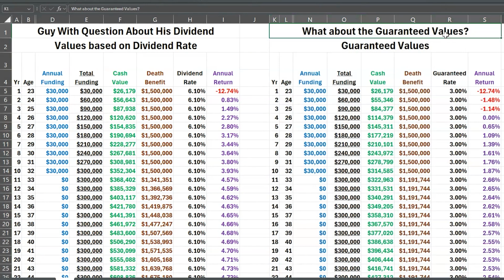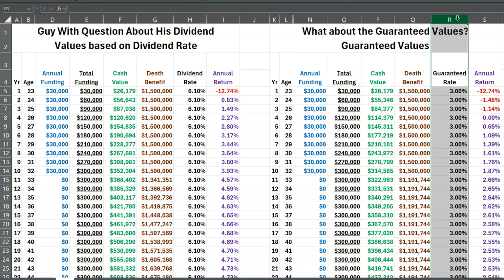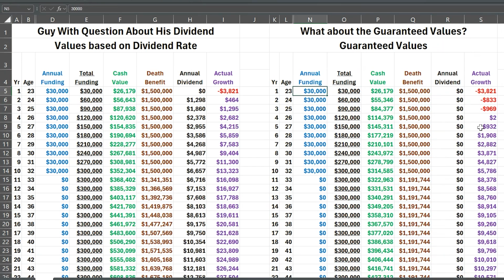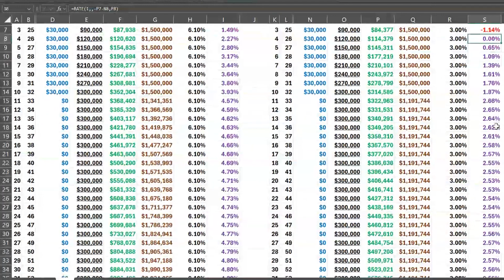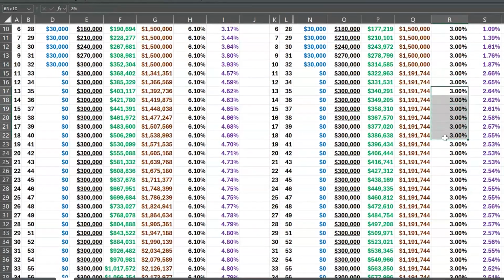So, same exact policy here. We're just illustrating the guaranteed rate, just like we did when we looked at everything in dollars. Same thing here, but in percentages. We only earned $2 in year 4, which is why it says 0%. But where 3% is the gross guaranteed rate, we peak at a little bit more than 2.6% as far as the net return year over year.